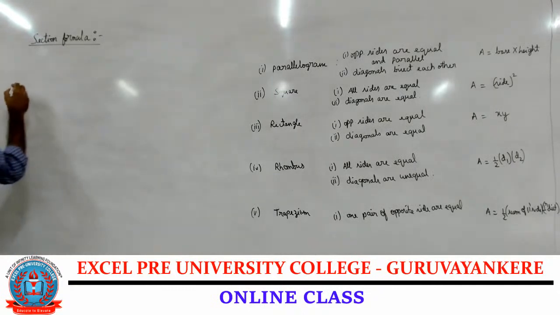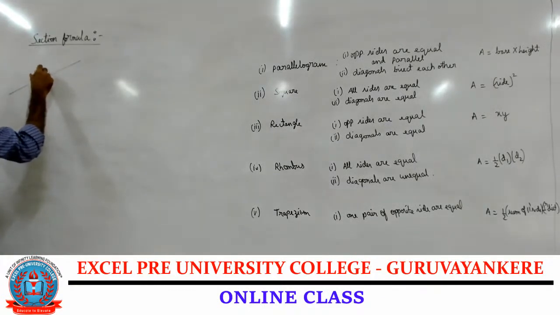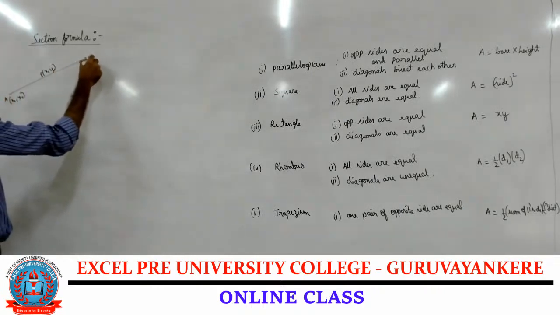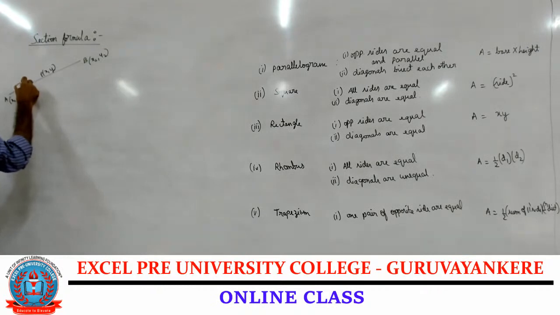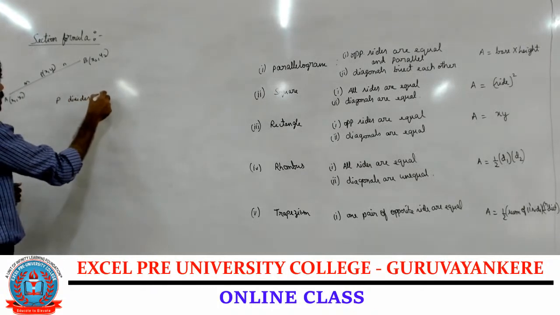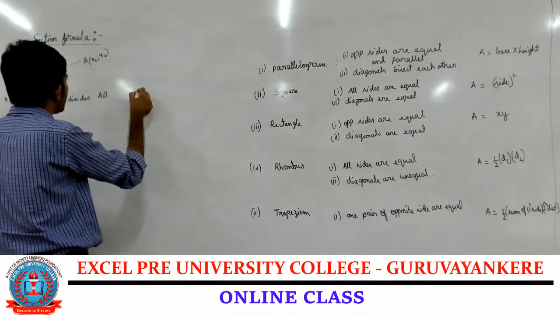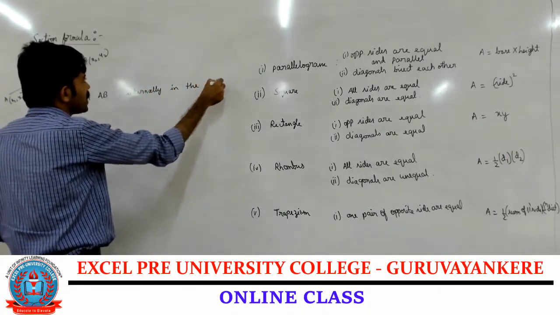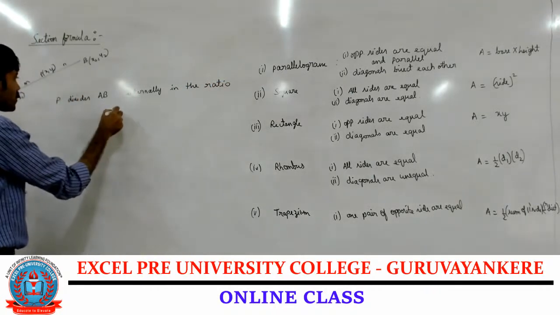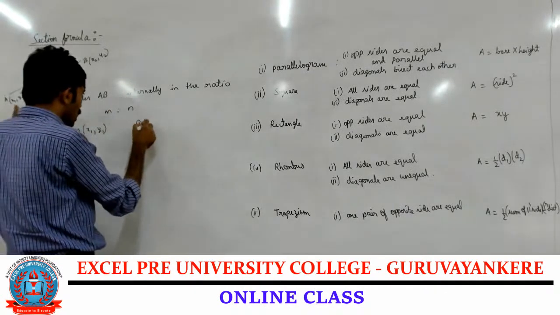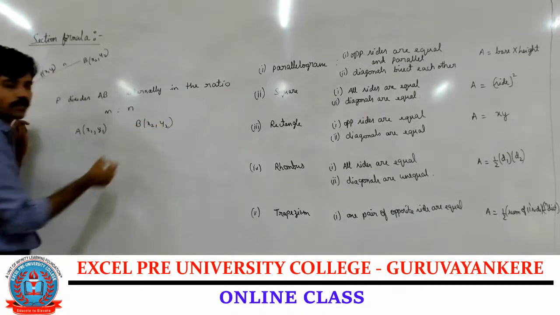For internal division, the point P (x, y) divides AB internally in the ratio m is to n, where the coordinates of A are x1, y1 and the coordinates of B are x2, y2.